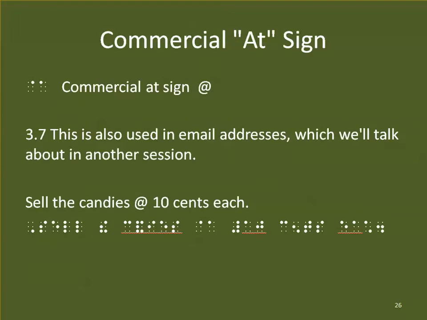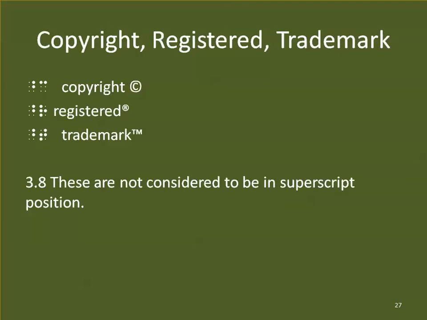Then we have the commercial @ sign. That's the same as it has been for some time now. It's dots 4 and then the letter A. We're using that same symbol for email addresses or wherever we'll see it. We'll talk about email addresses later. So if it's in a sentence, sell the candies at 10 cents each, that's the symbol for the @ sign. So the Braille just follows print, dot 4 and the letter A.